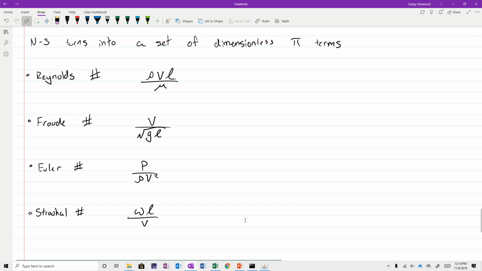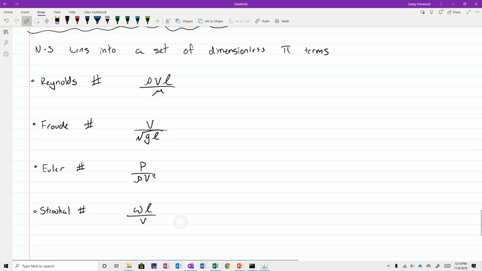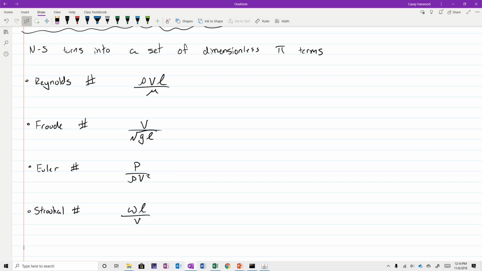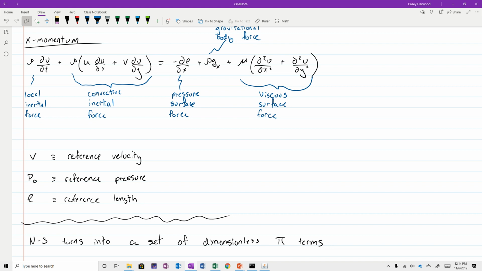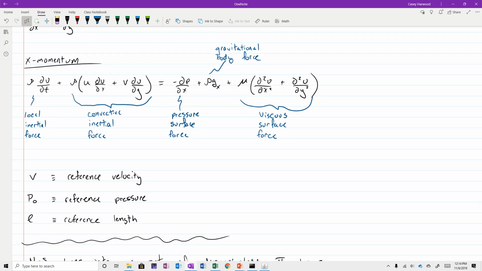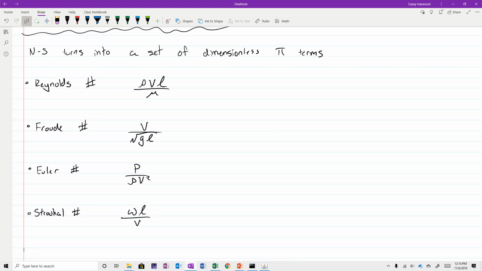So these terms here, if we went back and looked at the terms that go into each of these pi terms, and the meaning that we assigned to each of them, we would see, for example, that the Reynolds number can be thought of as the ratio, or the relative importance, of our inertial forces to viscous forces.